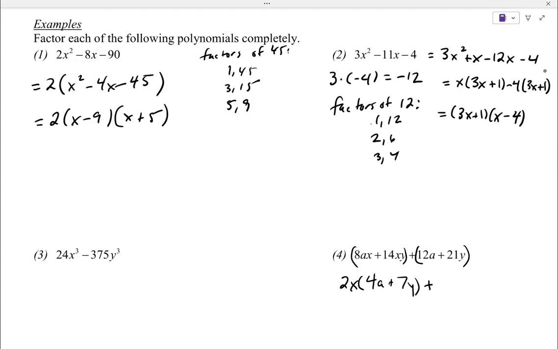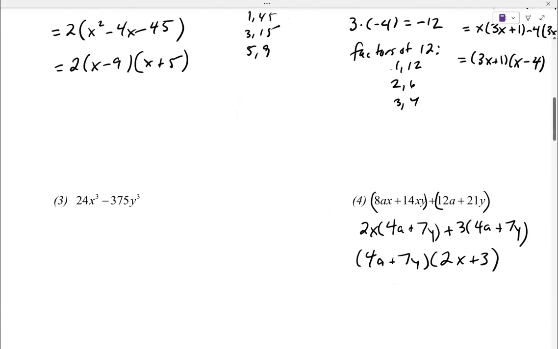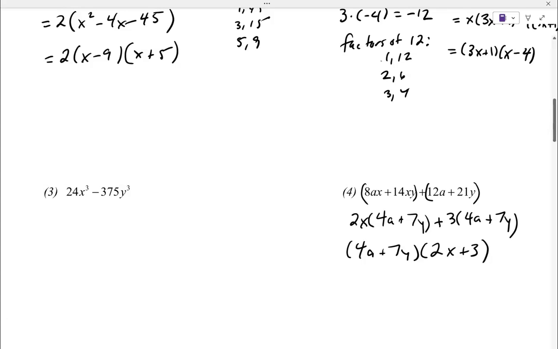What can you factor out of the next ones? Yeah, 3, and you're left with, better be what? Better be 4a plus 7y again, right? Remember, if it's going to factor by grouping, we need the two groups to match. We need those two pieces to match. So then finally, what do we do? Okay, 4a plus 7y, and then I'll be left with 2x plus 3. Good. Is that okay?